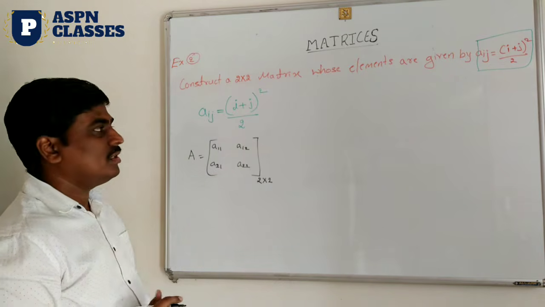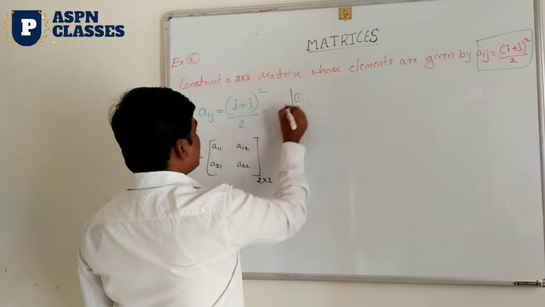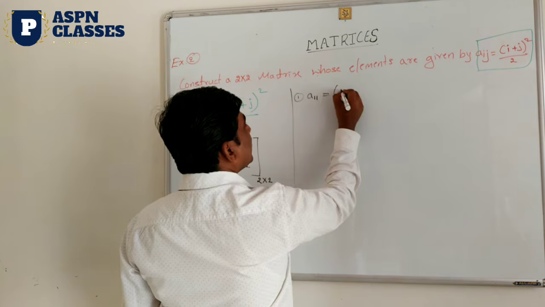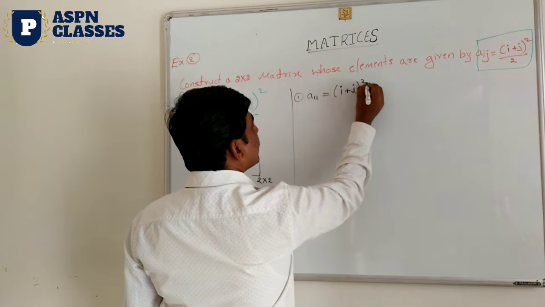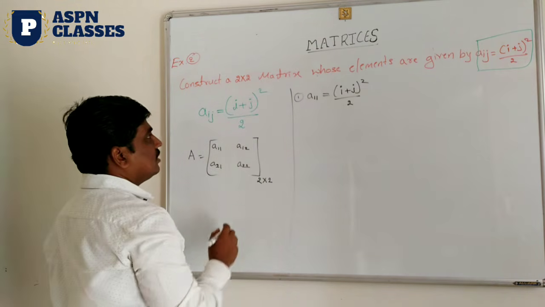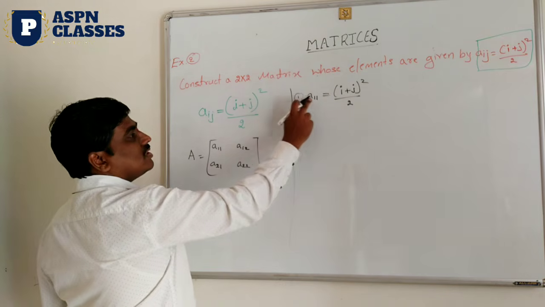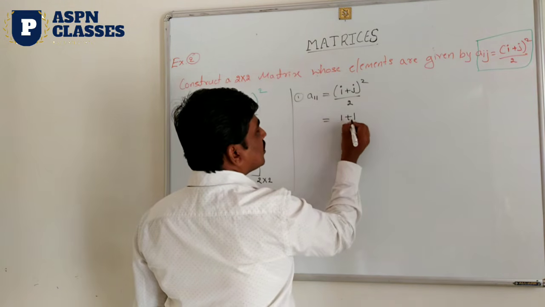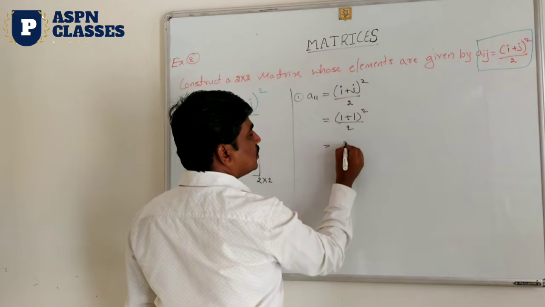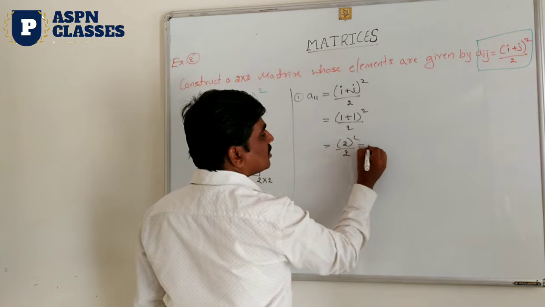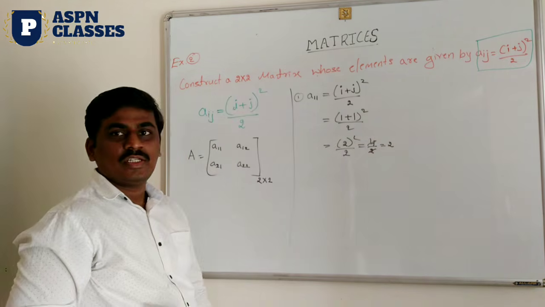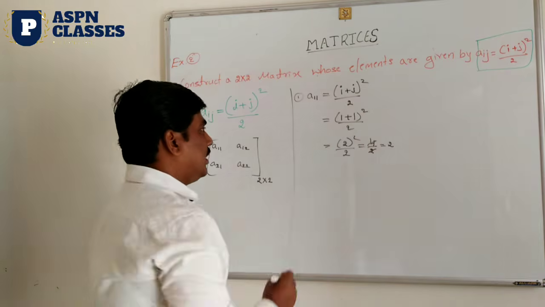Here the formula is already given. So first, you have to start here. What is the first element? a11. First, what is the formula? I am going to write it here: (i plus j) whole square divided by 2. Here i is equal to 1 and j is also 1. So 1 plus 1, 2 whole square divided by 2. 2 square is 4, and 4 divided by 2 is 2. So the answer is 2. Carefully observe the square here.